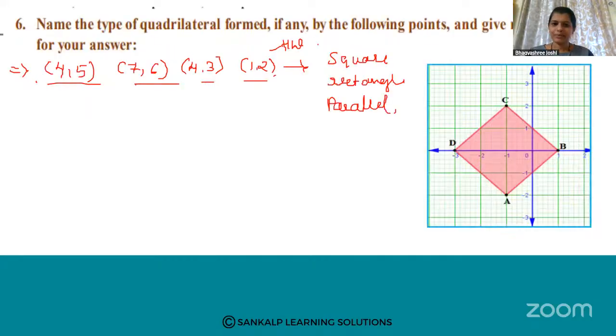Okay. Next, I also gave you one homework. 4 coordinates are there. You need to check which type of quadrilateral it is. Okay, so check whether it is a square, rectangle, parallelogram or rhombus. Did you see which one it came out as?